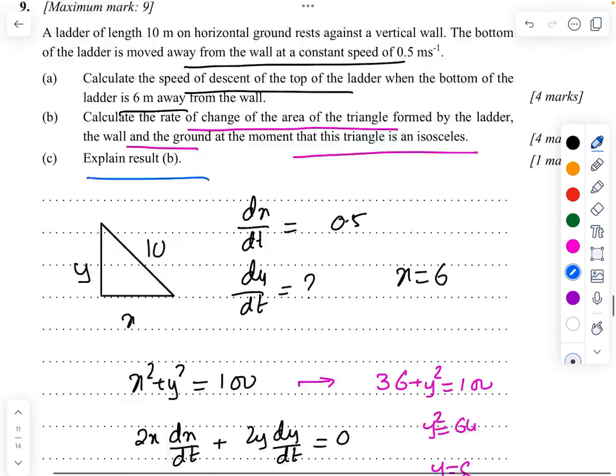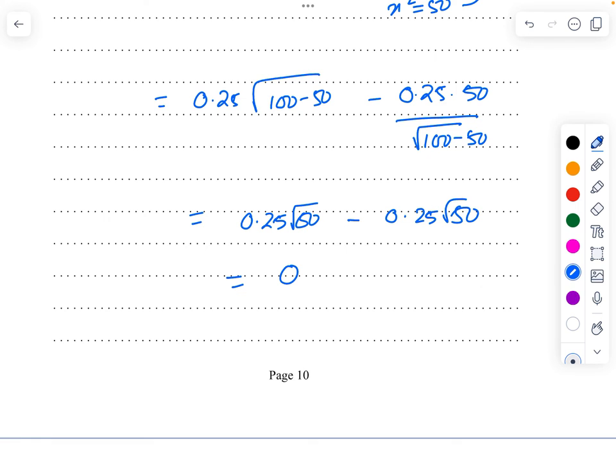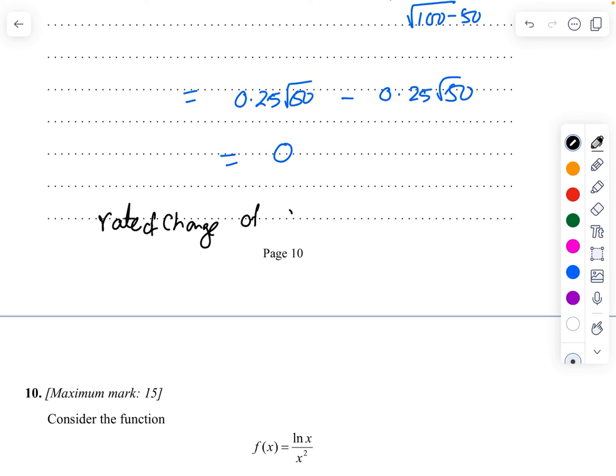Finally, explain the result of part B. So we got the rate of change of area equal to 0. What am I going to write? Rate of change of area equals 0 means we have maximum area. Maximum area means it is basically a stationary point.